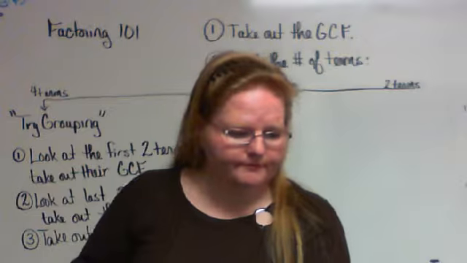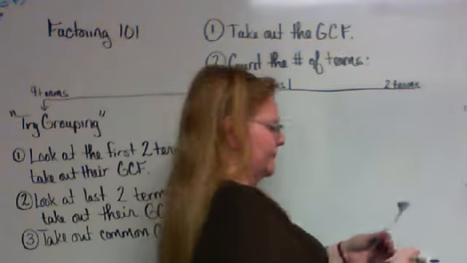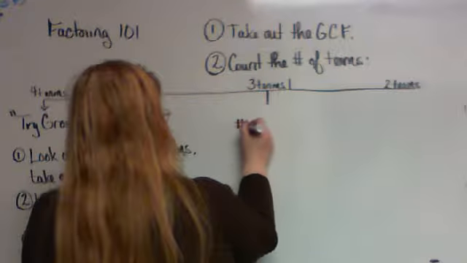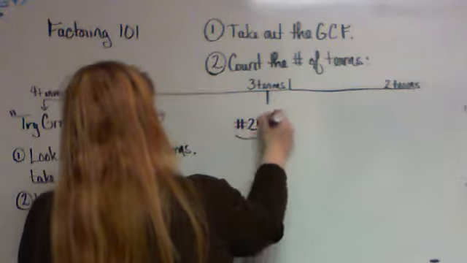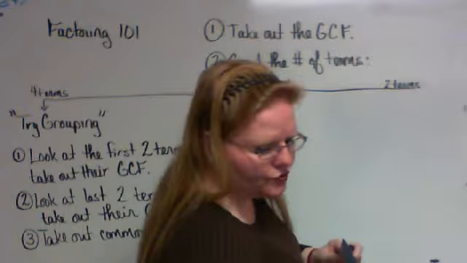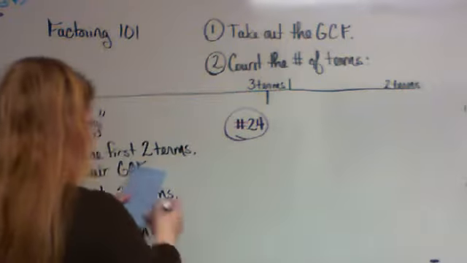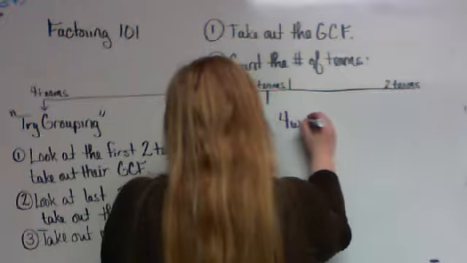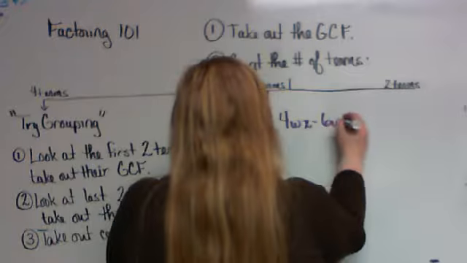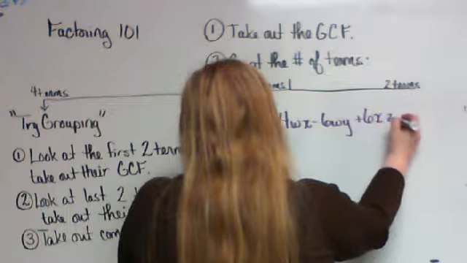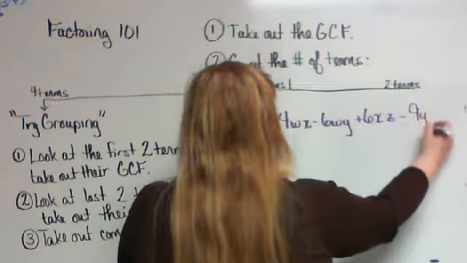Let's look at a problem. I'm looking at number 24 out of your book on page 294, if you want to turn to it. It's the problem 4wx minus 6wy plus 6xz minus 9yz.